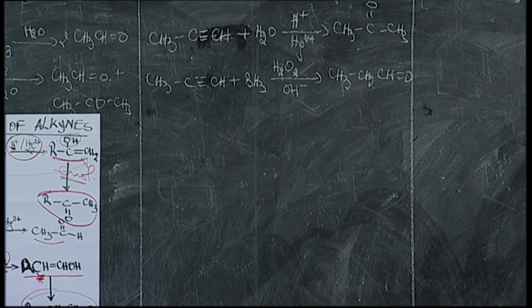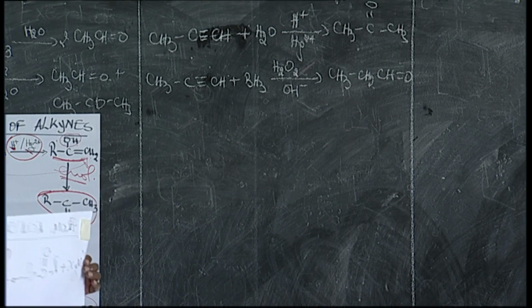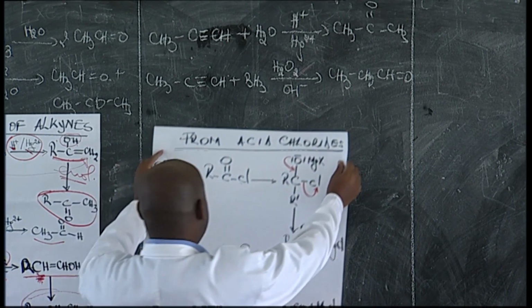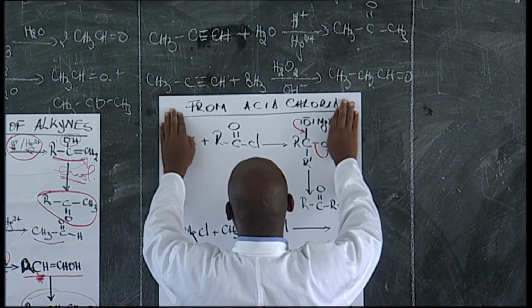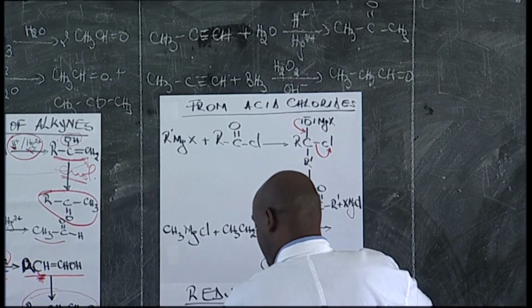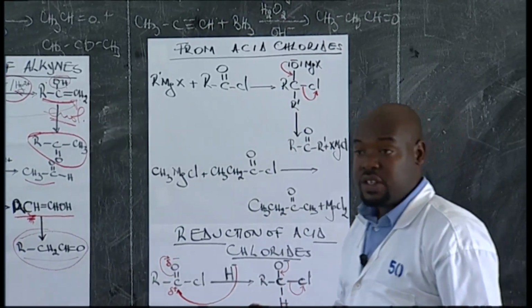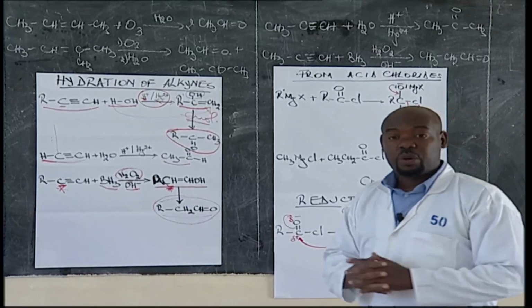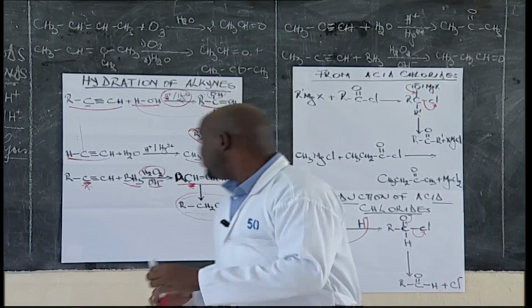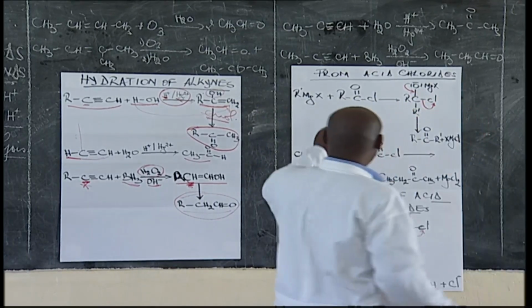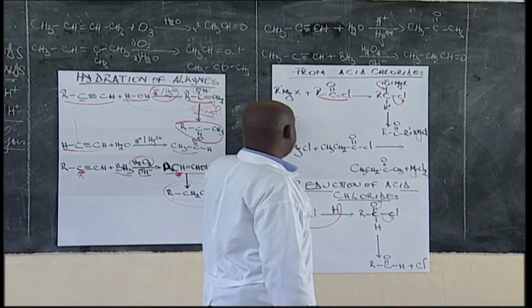aldehydes and ketones. And those are not the only methods we can use to prepare these compounds, because we have 2 more methods, or even 3. So we can start from compounds we call acid chlorides. Acid chlorides are derivatives of carboxylic acids. And when we use them, this is an acid chloride.